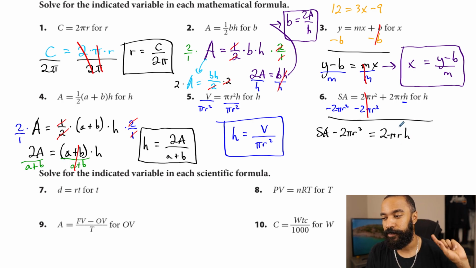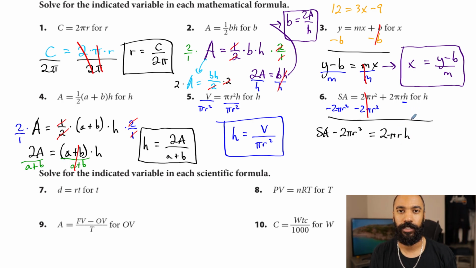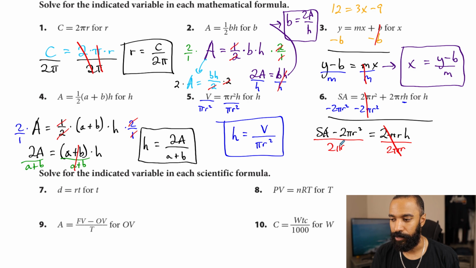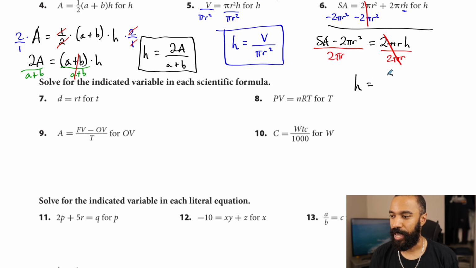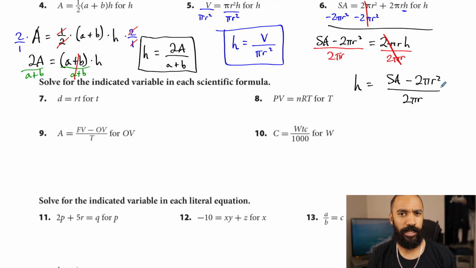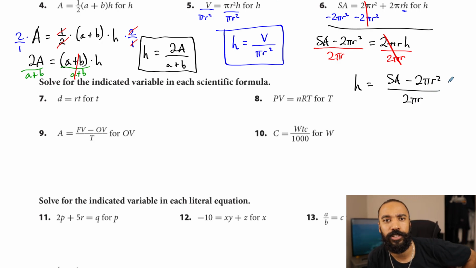We got to get h by itself. 2 and pi and r are all multiplying by h. So I'm going to divide both sides by 2 pi r. And remember, over here, everything gets divided by 2 pi r right there. Okay? So you get h equals SA, surface area, minus 2 pi r squared, the area of just the two circles, all divided by 2 pi r, which in essence is the circumference of those circles.